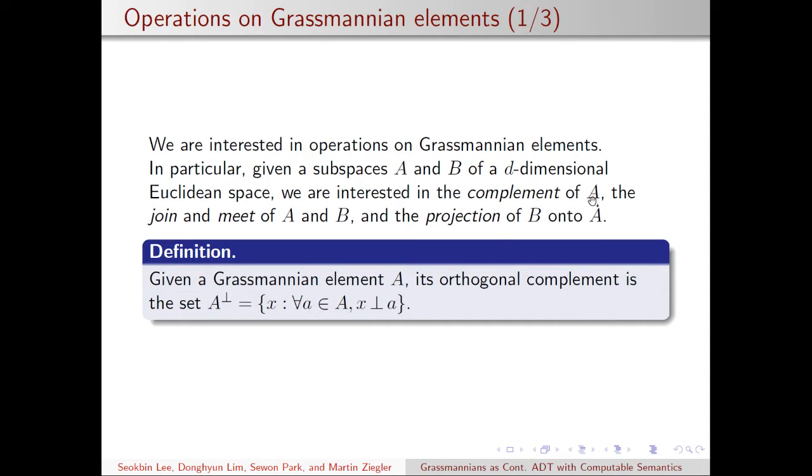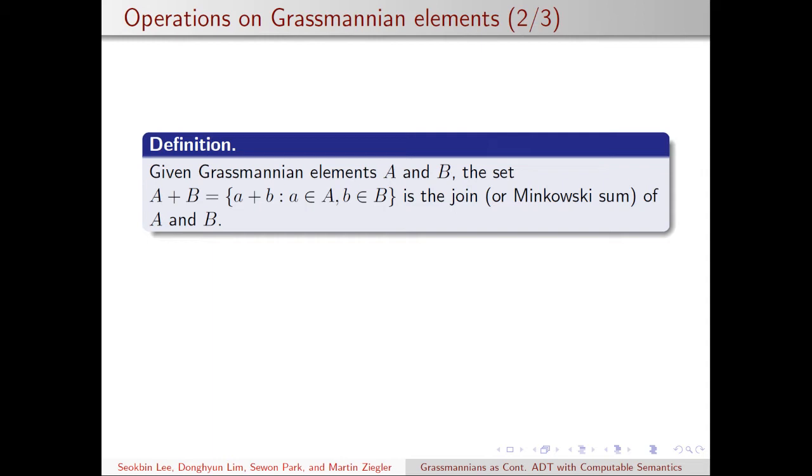We are interested in the complement of A with respect to the ambient space, the join and meet of two spaces A and B, and the projection of the space B onto a space A. And this is the formal definition of it. The orthogonal complement is just the set of vectors which are perpendicular to every vector in A. As an intuitive example in linear algebra, if we have the set of one-dimensional lines in R3, the complement of that space would be the set of all planes orthogonal to that line, right?